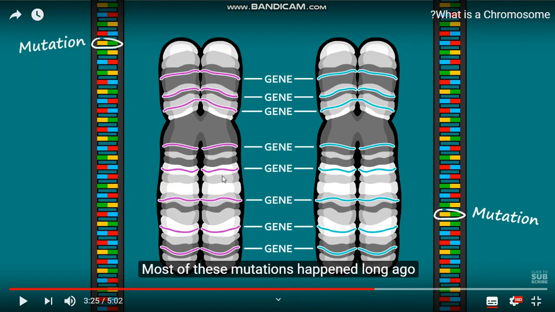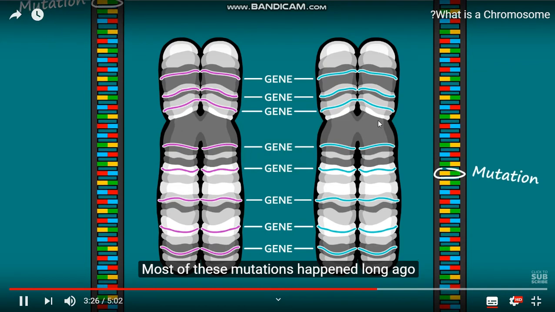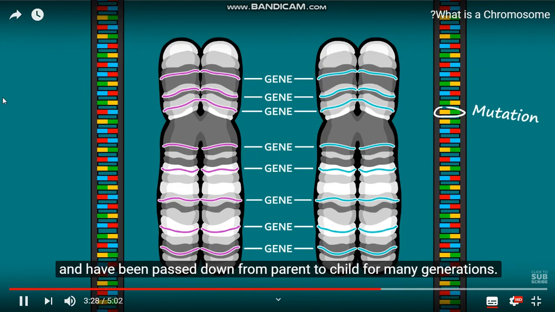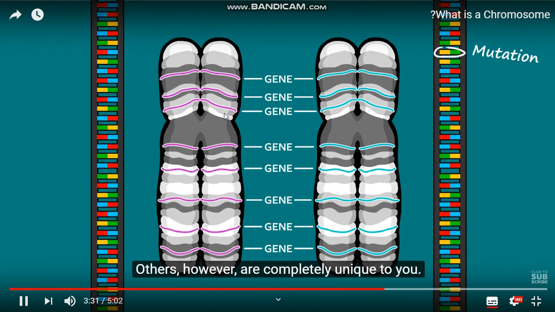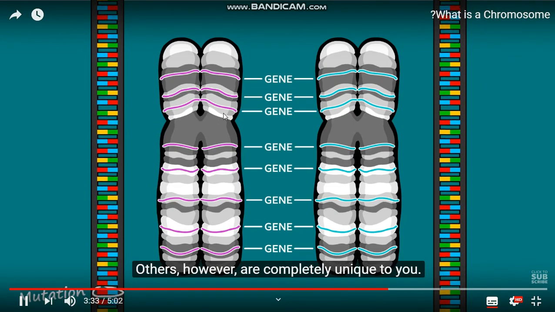They are called homologous chromosomes, or same chromosomes, because they have the same genes in the same locations. Most of these mutations happened long ago and have been passed down from parent to child for many generations. Others, however, are completely unique to you.